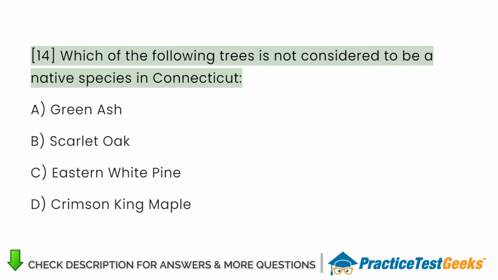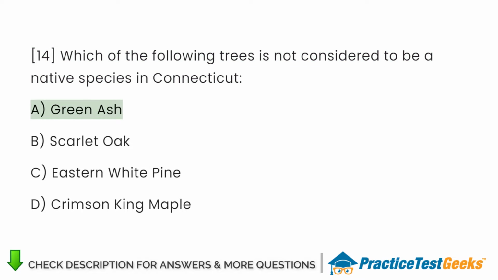Which of the following trees is not considered to be a native species in Connecticut? A. Green ash. B. Scarlet oak. C. Eastern white pine. D. Crimson King maple.